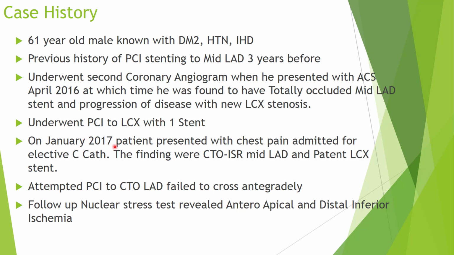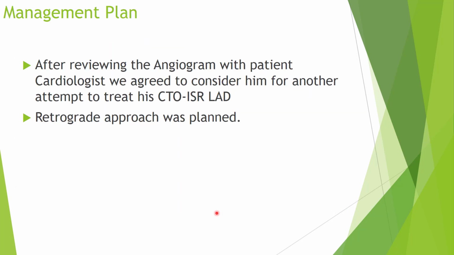In January 2017, the patient presented with chest pain again, admitted for elective cath. The findings were CTO ISR mid-LAD as before and a patent LCX stent. The operator attempted a PCI to the CTO LAD, using escalating wires up to Conquest Pro 12, and he failed. So we discussed this together, and he asked me what we should do. I said we will go ahead and try the retrograde approach. To help support the plan, we did a nuclear study, and it showed ischemia. After reviewing the angiogram with the patient's cardiologist, we agreed to go ahead with the retrograde approach initially, as I planned it.